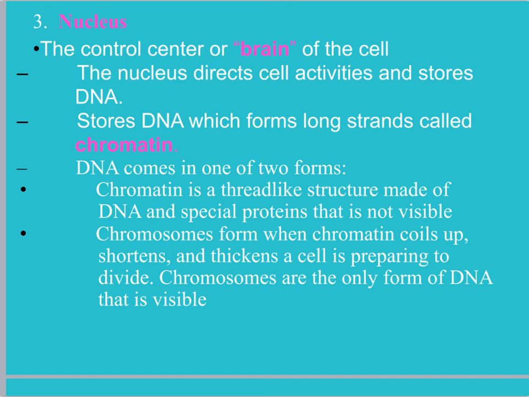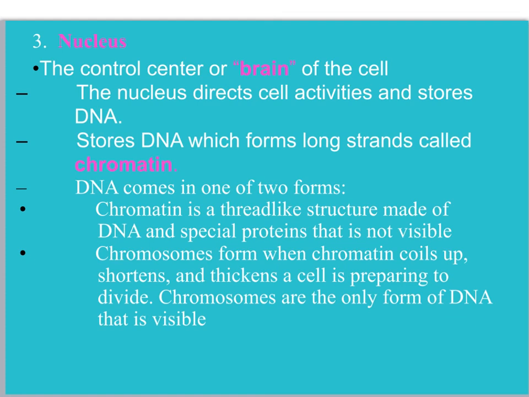So that brings us to the nucleus. So the nucleus is the brain of the cell, basically. It's the control center, so it acts kind of like your brain does. So it directs cell activities. It stores the DNA. So DNA can come in two different forms. It's not both of these. It's one or the other. And at different times, it's going to be one form, and at other times, it'll be the other form. So the two forms are chromatin and chromosomes.